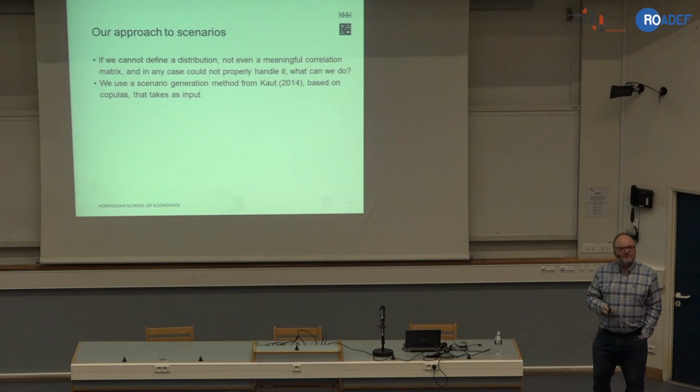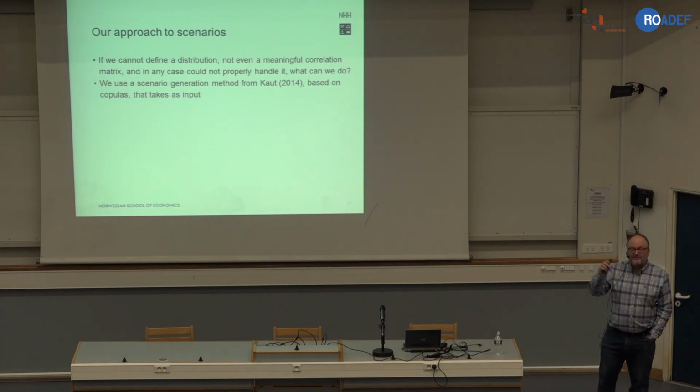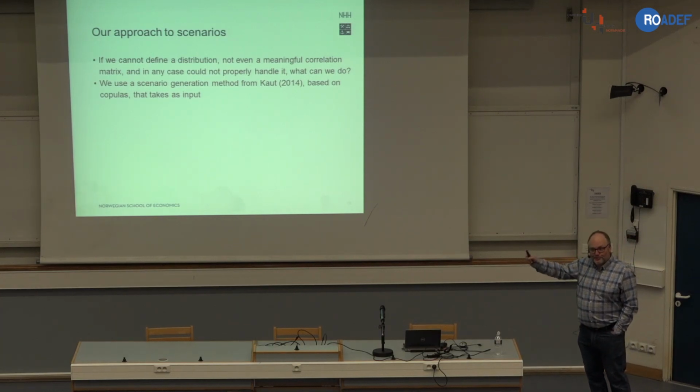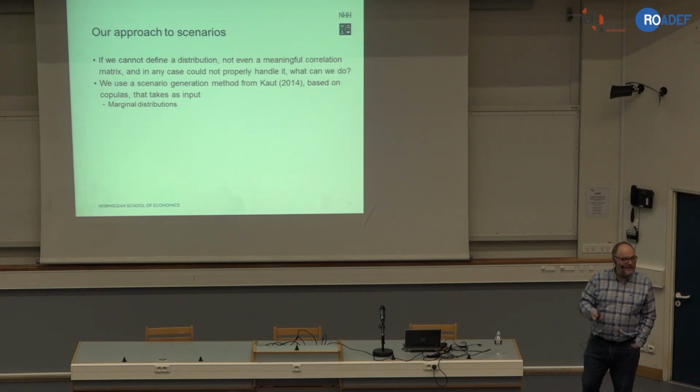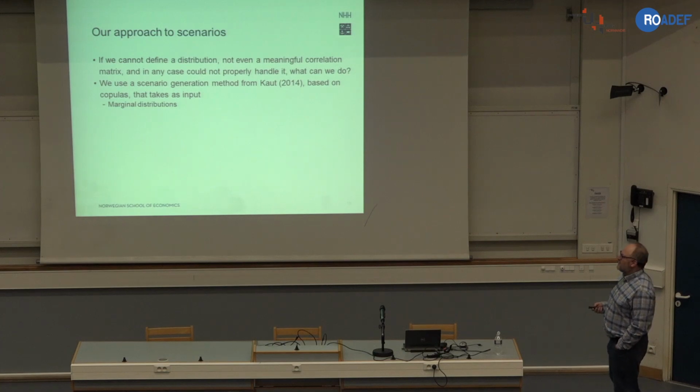Now, first I'm going to do something very technical. This is the more technical part of the talk, but I'm not going to dig deeply into it. There's a paper by Kaut from 2014. It's a purely technical paper about how to generate discrete distributions from something underlying. And basically what he takes as input are the marginal distributions, either as distributions or as discretizations.